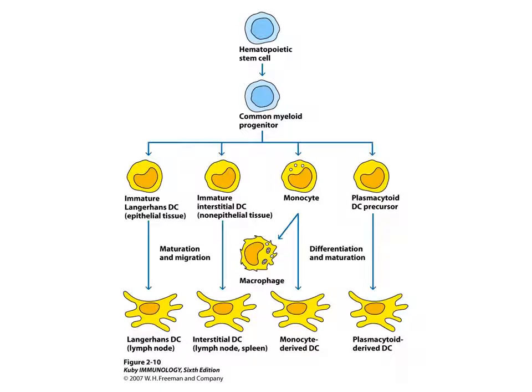So you can see here, just kind of simplified again, just so you have an idea where they're coming from. Here's the hematopoietic stem cell, here's the common myeloid progenitor, and then we get all these different types of, and notice that we don't have the follicular dendritic cell here, we get all the different types of dendritic cells.